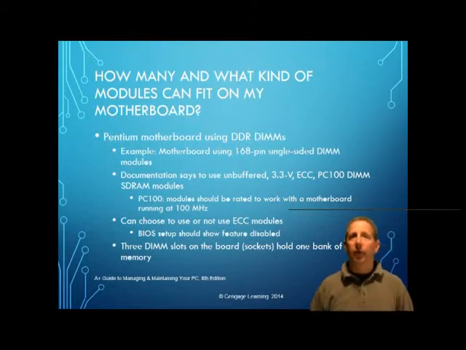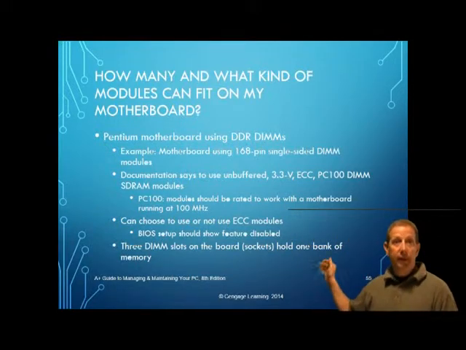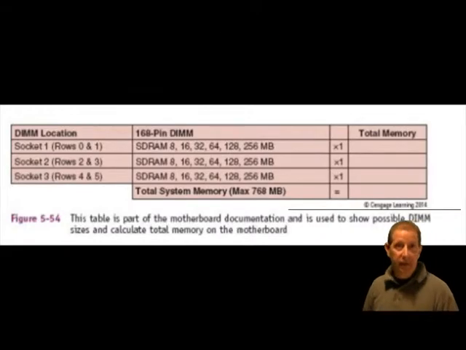3 DIMM slots are on the motherboard, which the motherboard documentation calls sockets. Each socket holds 1 bank of memory. And as the graphic behind me shows, the possible combinations of DIMMs that can be installed in these sockets.